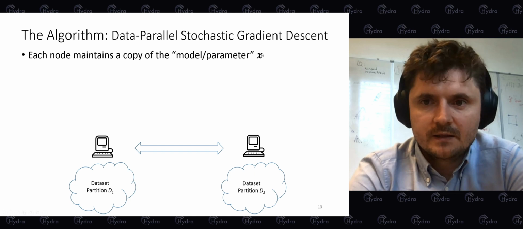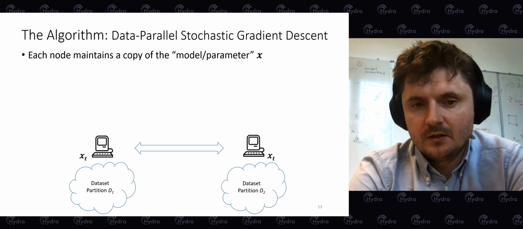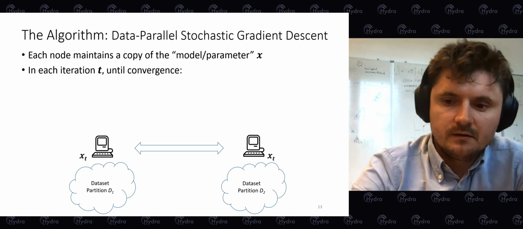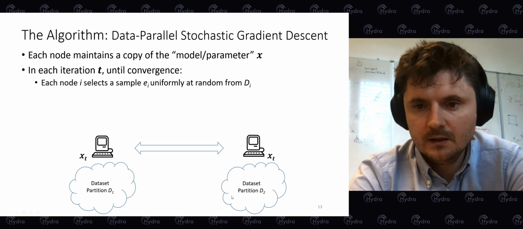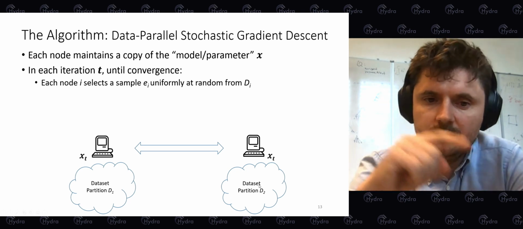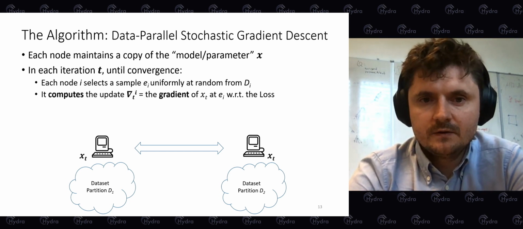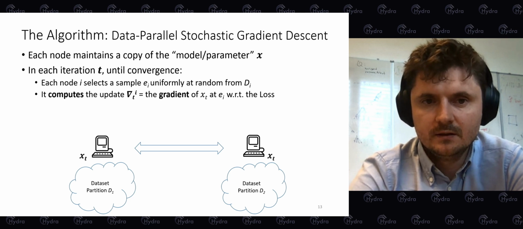We instantiate this as follows. We instantiate a model, or parameter X, at each one of these nodes, so each one gets a copy of X, which is current at time t. I'm going to call it xt. Then it goes over iterations until convergence, where each node selects a sample uniformly at random from its partition. P1 does this, and P2 does it in parallel. It computes the update, that is the gradient of xt at EI with respect to the loss function, which is already encoded in the model.